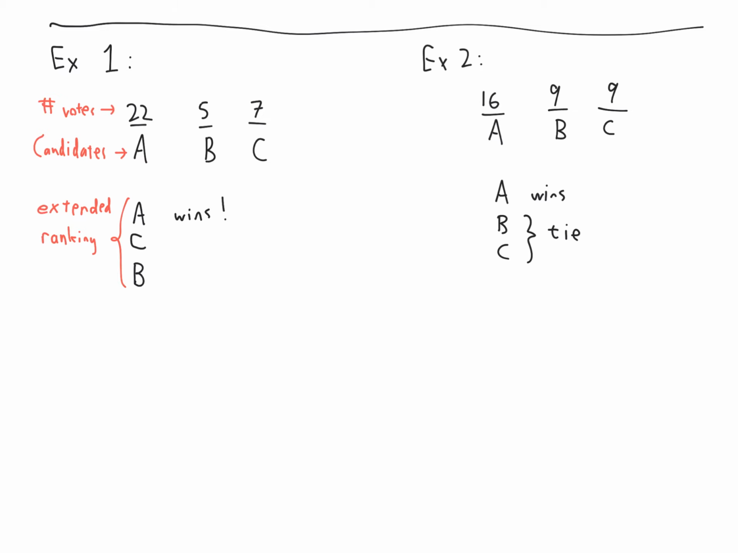Now, it might seem like there's not much more to say, but I want you to notice something. In both of these votes, there were 34 total votes cast. As we already mentioned, in both examples, candidate A had a plurality of the votes. That means that A had more votes than any of the other candidates.